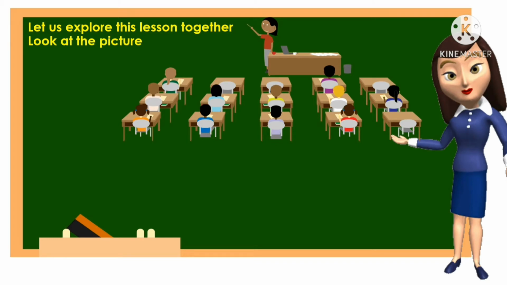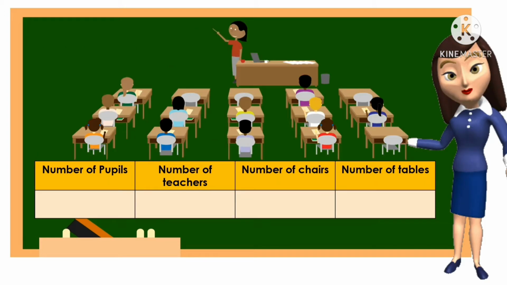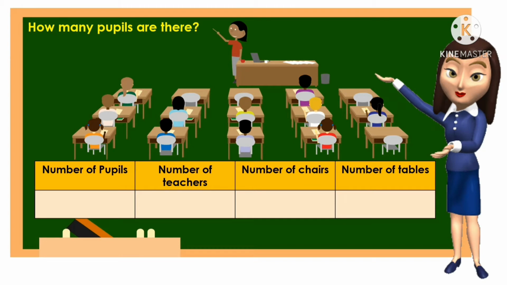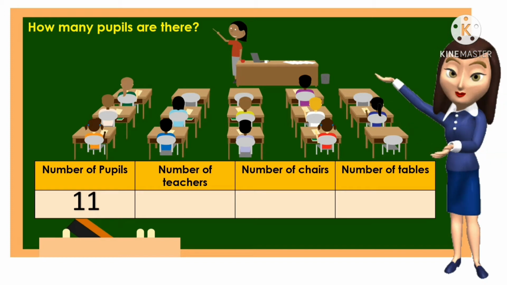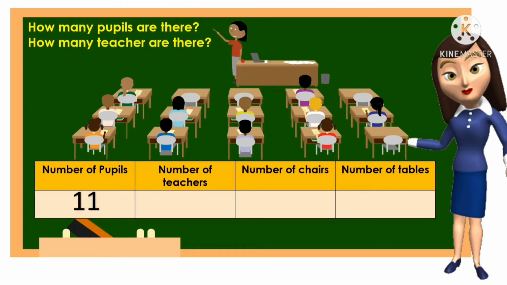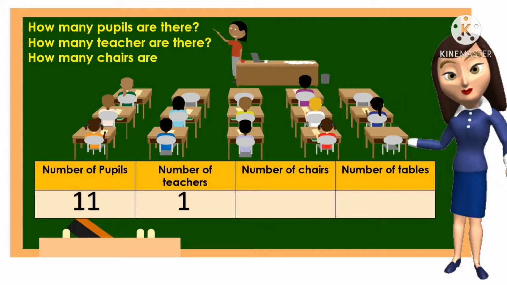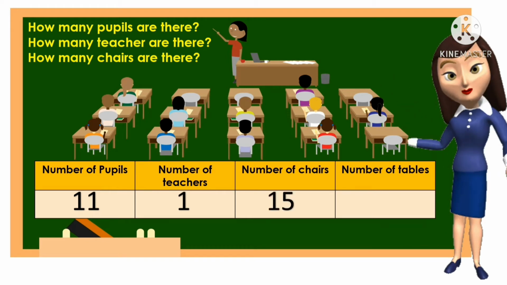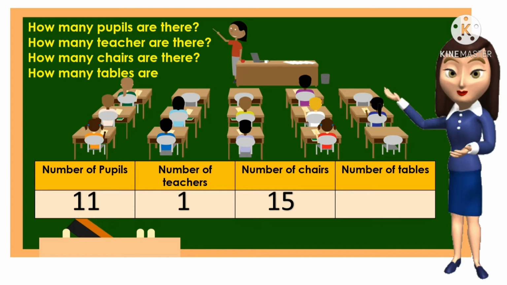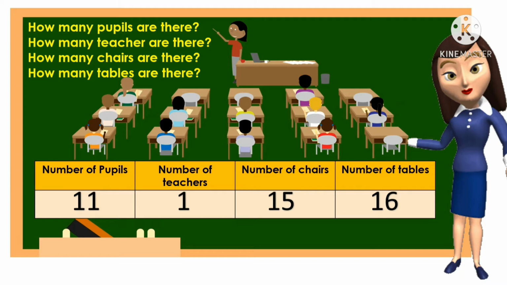Look at the picture. How many pupils are there? There are 11 pupils. How many teachers are there? There is only one teacher. How many chairs are there? There are 15 chairs. How many tables are there? There are 16 tables.